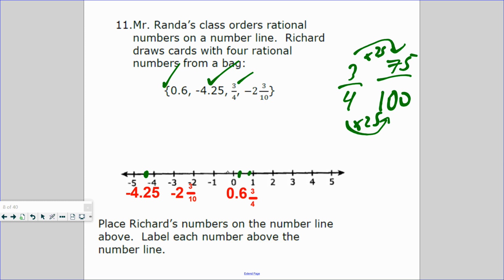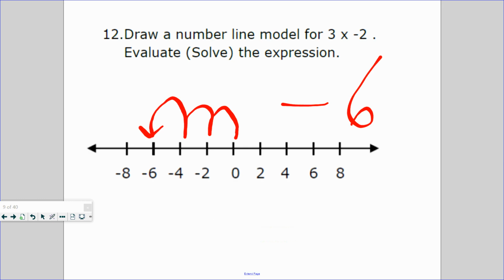Next one, -2, so we go left of 0, -1, -2, somewhere right here, -2 and 3 tenths. 12, draw a number line model for 3 times -2. How would you say this in word form? 3 groups of -2, 1 group, 2 groups, 3 groups of -2, or 3 jumps of -2, -6.